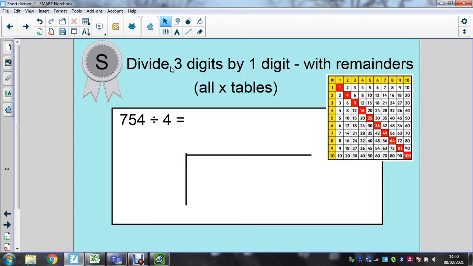Silver today, you are going to be dividing a 3-digit number by a 1-digit number, but with remainders left at the end, and this could be covered by any of your times tables. Okay? There is a multiplication square available in files on Teams if you'd like to use it to help you work out how many times a number has gone into a times table. So that is there for you to be resourceful. Let's pop back to my book.